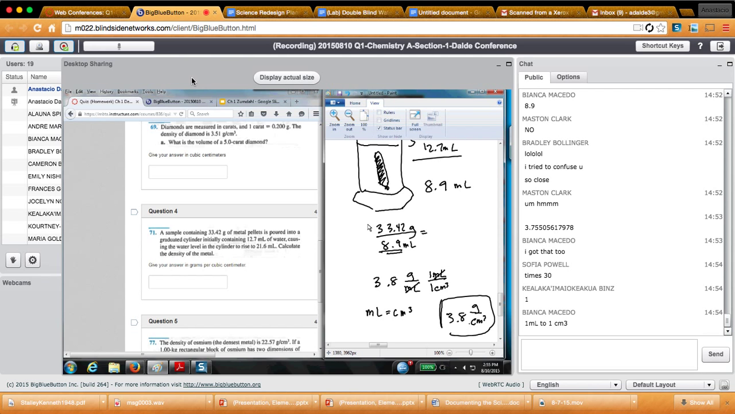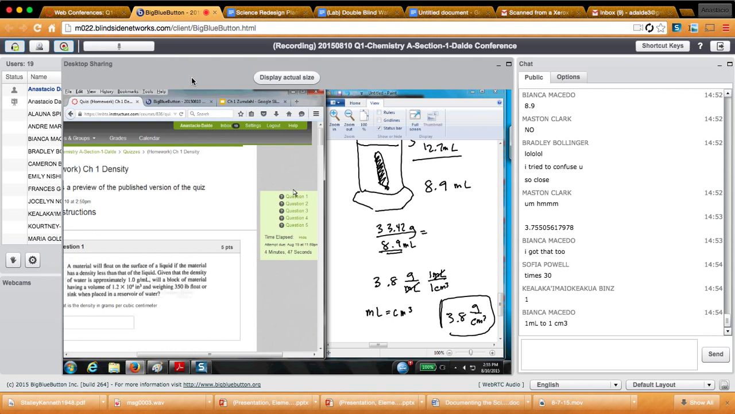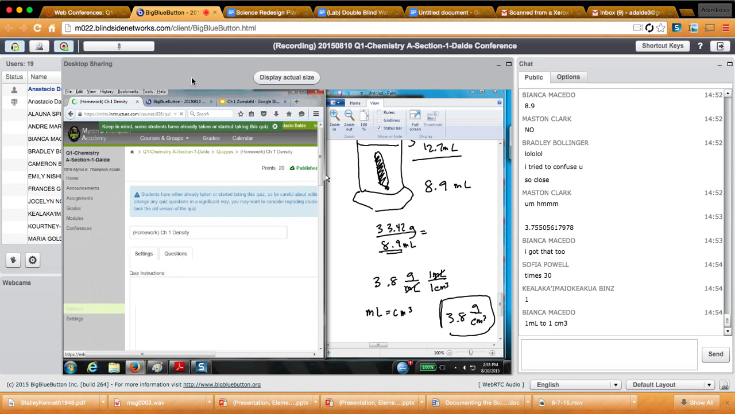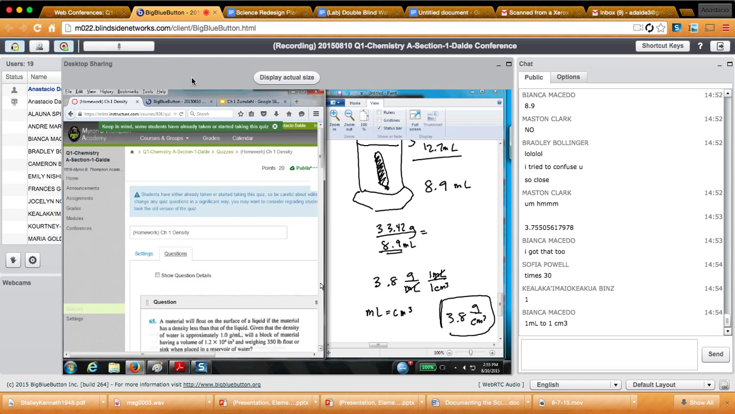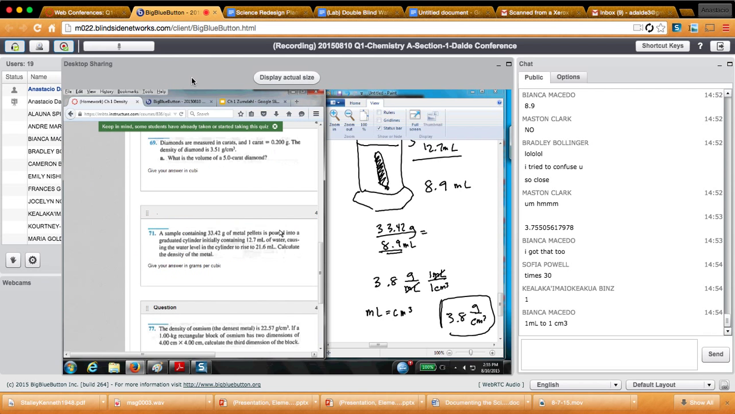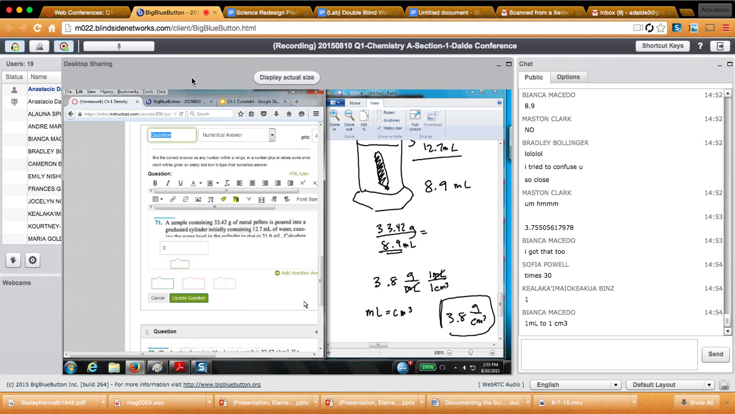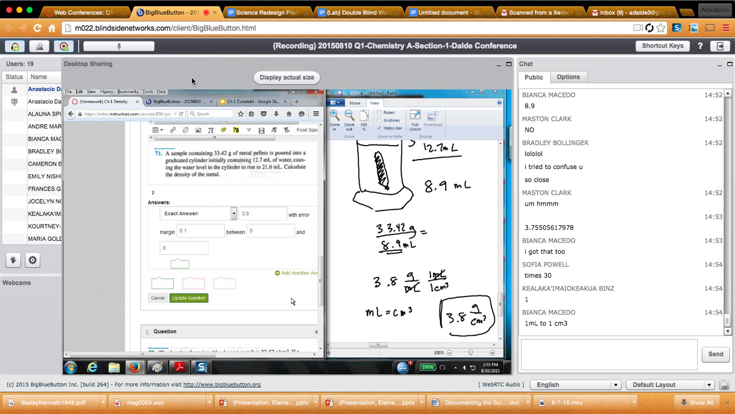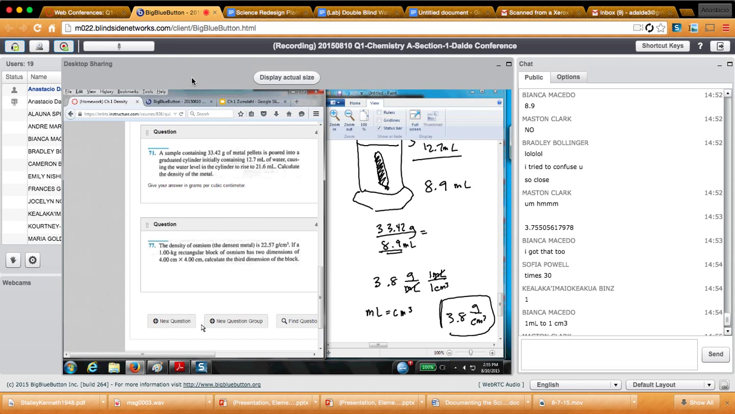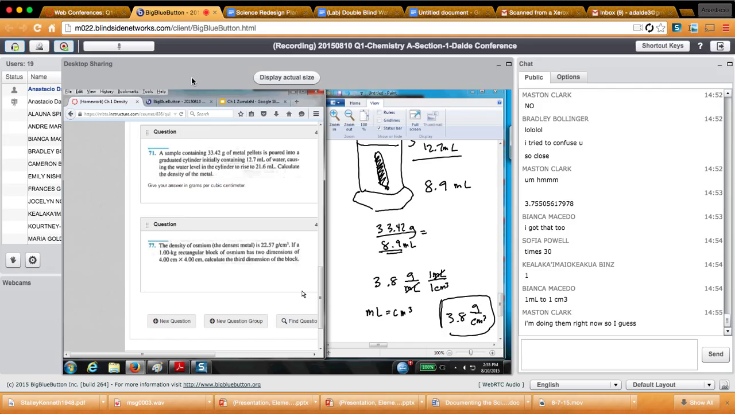Now, here's what we'll do. Is that what you guys got? I'm going to take a look at the question and see if it gave you the wrong answer. I told the computer to ask for you to put in 3.8 with a margin of 0.1. So you could have put in 3.9 or 3.7 and I would have been happy. But officially the answer is 3.8.